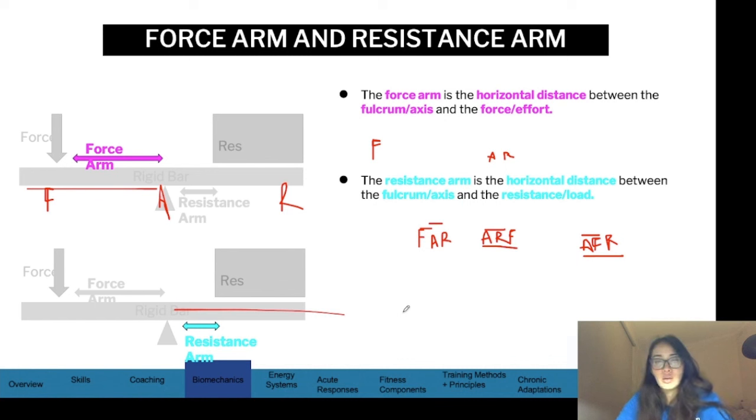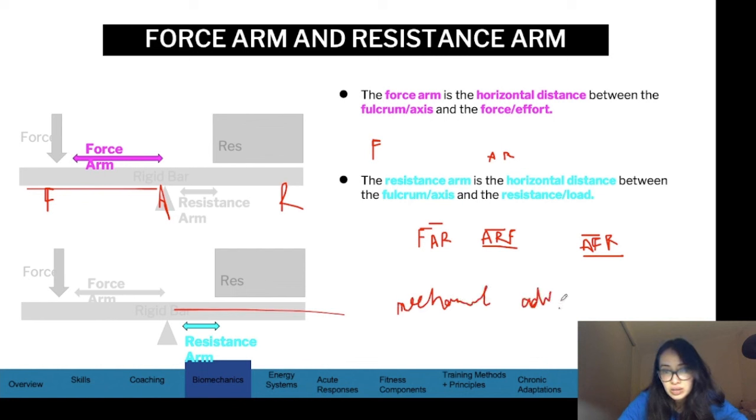I don't know if I have it written down on the slides. Let me just make sure I do have it. Maybe I do. I'm wondering if I get a screenshot and just put it really quickly, and then I can paste it on the slides. No, I don't have a picture here. That's okay. I will just write out mechanical advantage. So mechanical advantage is equal to force arm over resistance arm.